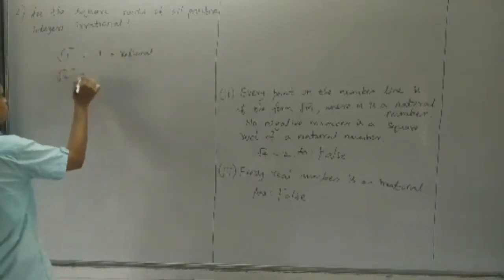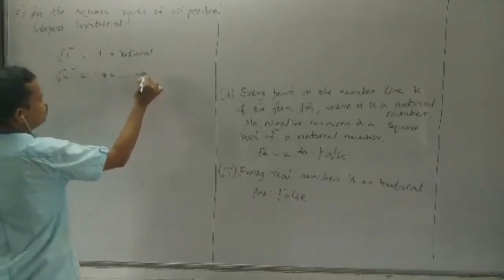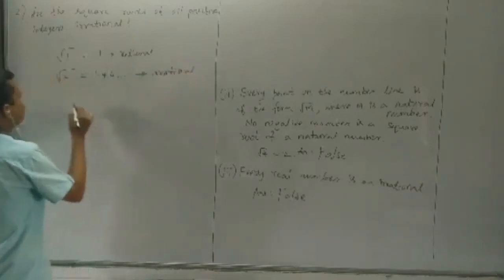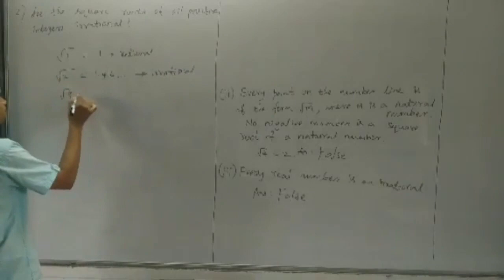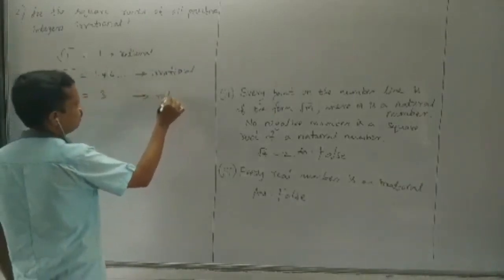Square root of 2, 1.414, etc. Therefore, it is irrational. Square root of 9, 3. It is rational.